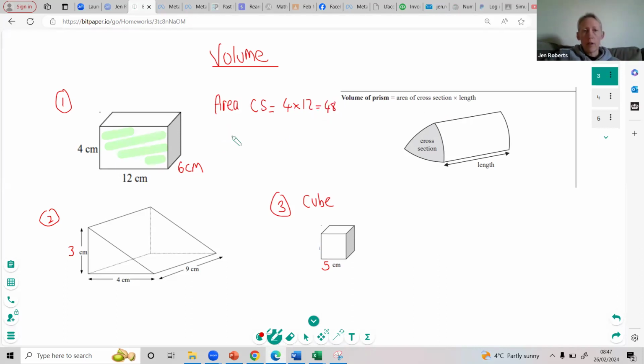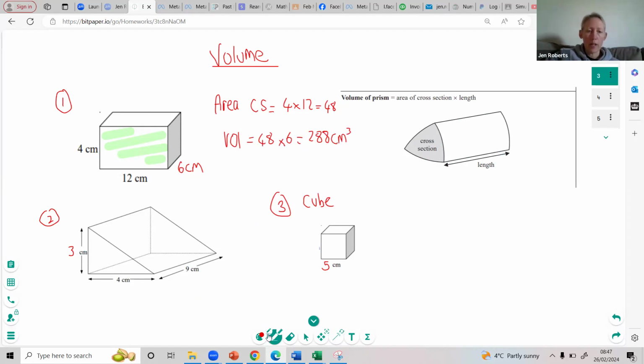To find the volume, can you see we need to times it by our length? See, the length is like how far back the shape goes, which in this case is 6. So to find the volume, it's the area of the cross-section times 6, which is 288 units for volume, centimetres cubed.